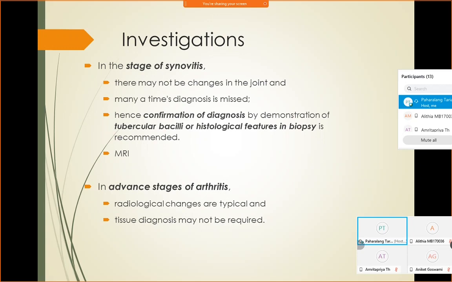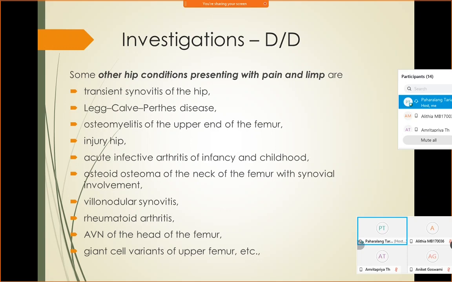There you'll find joint destruction, marked osteopenia, rarefaction, and a decreased joint space. So unlike the early stage of synovitis, it's much easier to diagnose it when it is advanced. It is also important to remember the various differential diagnoses. I already mentioned this earlier.